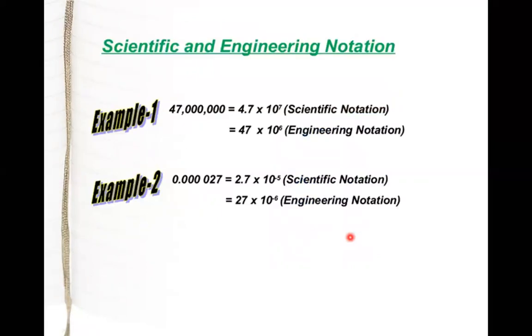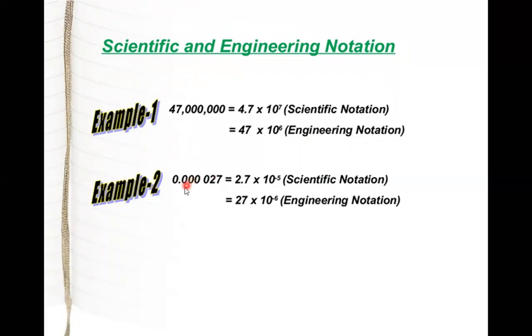Let's look at the difference between scientific and engineering notation. For example, you have 47 thousands, you can call it 4.7 into 10 to the power of 7. This is scientific notation. Whereas in engineering notation, this can be written as 47 into 10 to the power of 6. In engineering notation, we always denote powers of 3, 6, 9, 12, and 15, or minus 3, minus 6, minus 9, minus 12, minus 15, and so on.